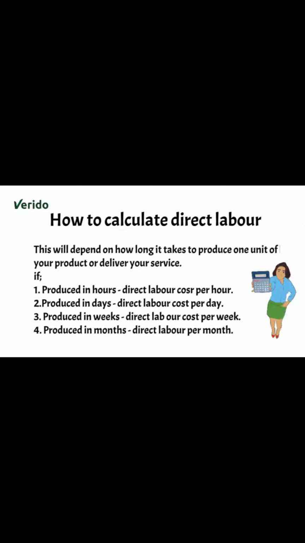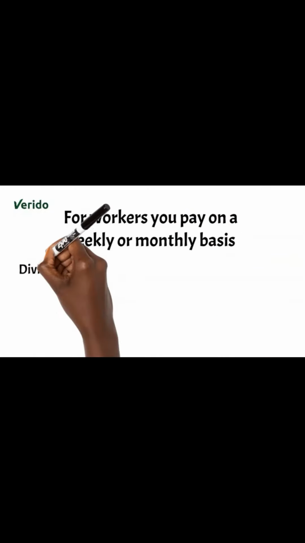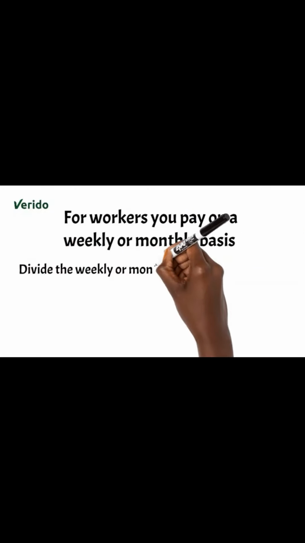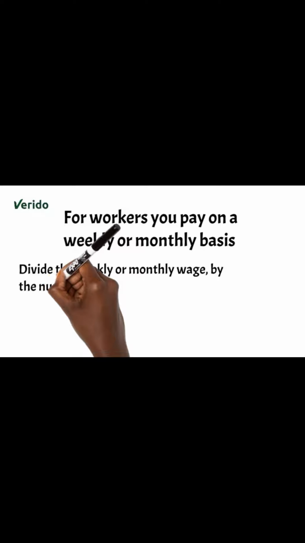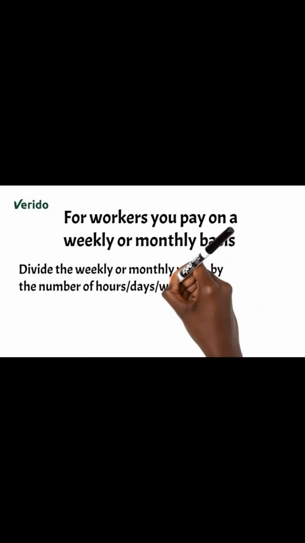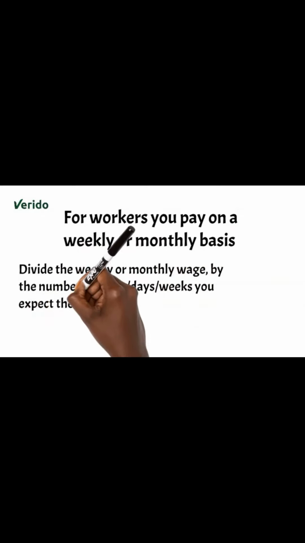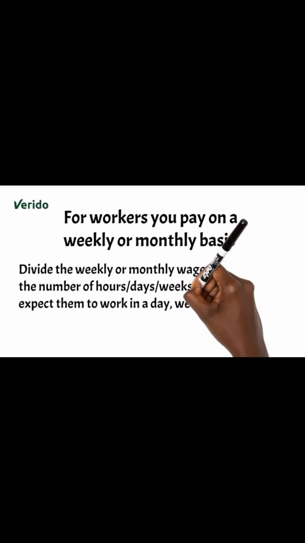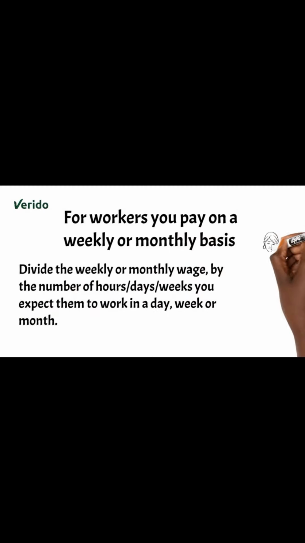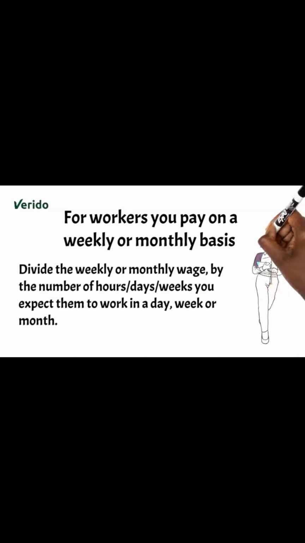If your product takes a matter of hours to produce, you will need to divide the weekly or monthly wage by the number of hours you expect the worker to work in a week or a month. If it takes days to produce your product, divide the wage by the number of days you expect the worker to work. If your production takes weeks, divide the wage by the number of weeks you expect the worker to work in the month. If it takes months to produce your product, just enter the monthly wage as direct labor.